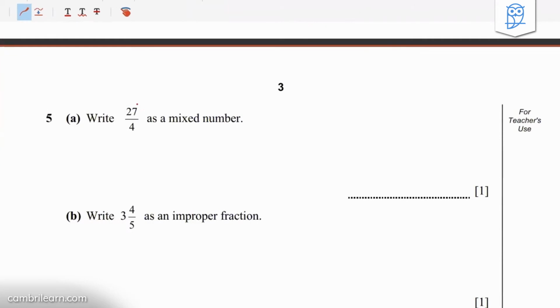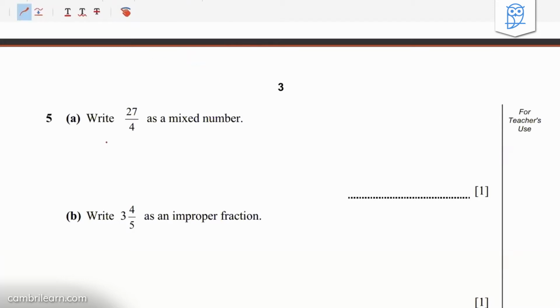So write 27 over 4 as a mixed number. Okay, so this is an easy question. All of you know how to do that. The first thing that we have to do is see how many times 4 can go into 27. We all know that 4 times 7 is equal to 28. So 4 times 7 is 7, 14, 21, 28. That means that 4 goes into 27 a certain amount of times. So it's not 7. Let's quickly try 6.